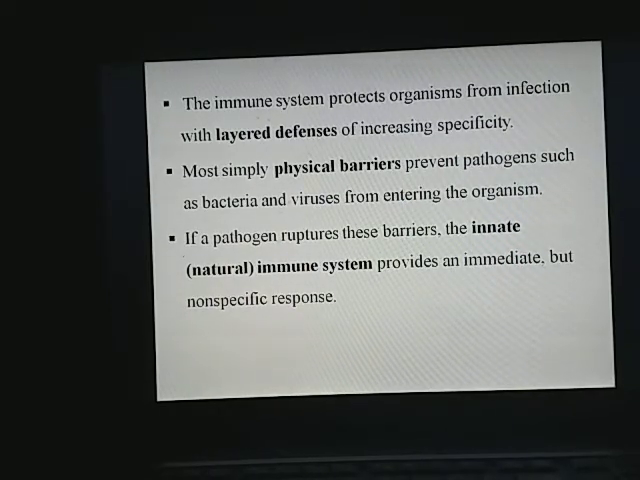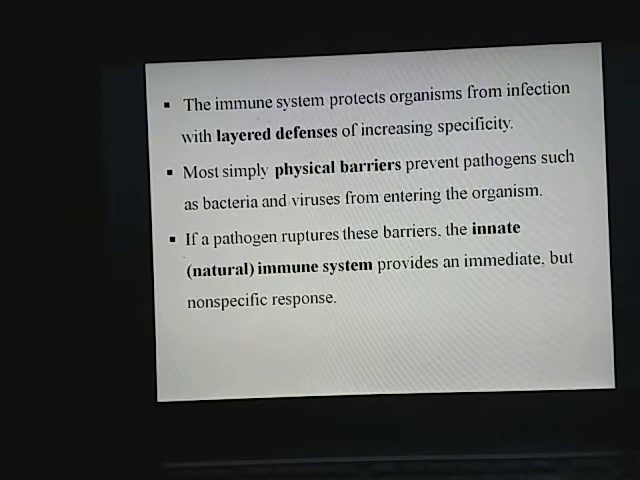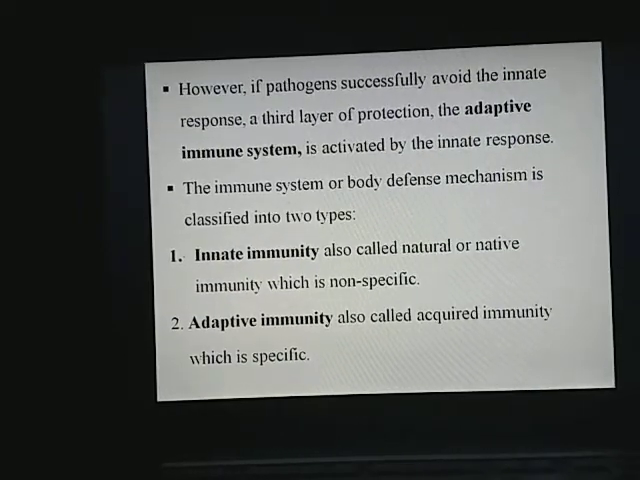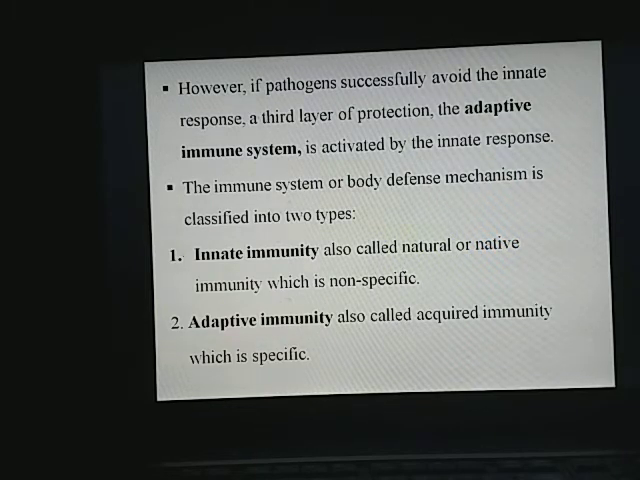The immune system protects the organism from infections with layered defenses of increasing specificity. Most simply, physical barriers prevent pathogens such as bacteria and viruses from entering the organism. If a pathogen ruptures these barriers, the innate immune system, or natural immune system, provides an immediate but non-specific response. However, if pathogens successfully avoid the innate response, a third layer of protection, the adaptive immune system, is activated by the innate response.